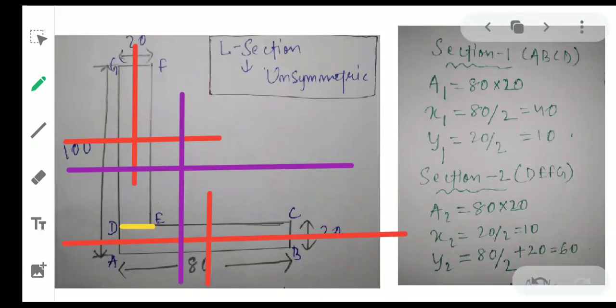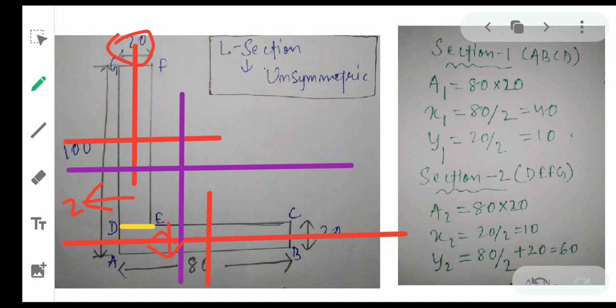Already I have calculated, this is the dimension I have given for the L section. This is 80, this is 20, this is 100, this is 20. So x1 is 40, because 80 divided by 2 is 40. y1 is 20 divided by 2, which is 10. Similarly x2 is 20 divided by 2, which is 10, and yt is added with 20, because section 2 is not touching the reference axis, so this distance is added here. Okay, so very simple.